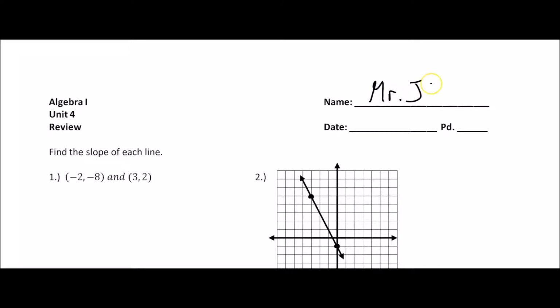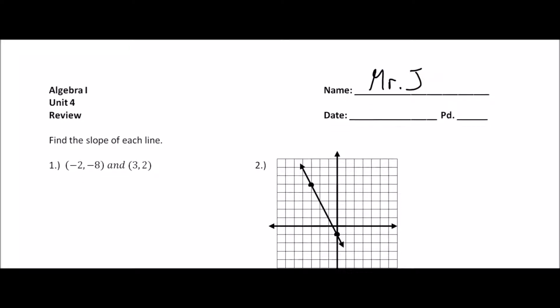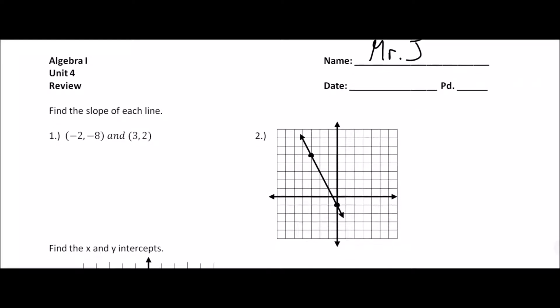If we take a look at this first one, it's just asking us to find the slope of each of these. So I'm just going to use my slope formula on this first one. Remember, the slope formula, slope is always m, and the slope formula is y sub 2 minus y sub 1 over x sub 2 minus x sub 1. And now I just plug these values in.